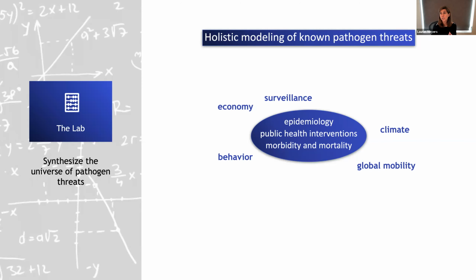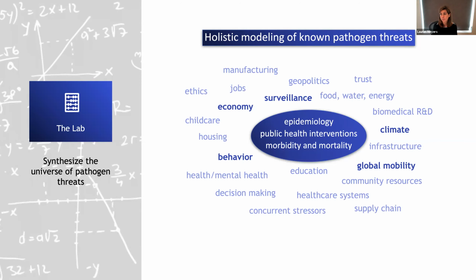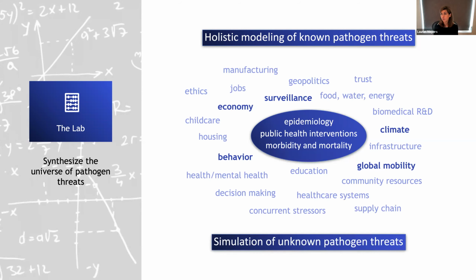But looking to a much broader universe of possible threats that we need to think about, there are many other dimensions, many of which are probably not even listed here, that may need to be incorporated into our planning, into our models, into our projections. Once we can build holistic models of known pathogen threats using existing data, we then have to do the work of simulating unknown pathogen threats, of varying some of these parameters and inputs and seeing how different threats might play out and how they might cascade into various dimensions of our life on Earth.